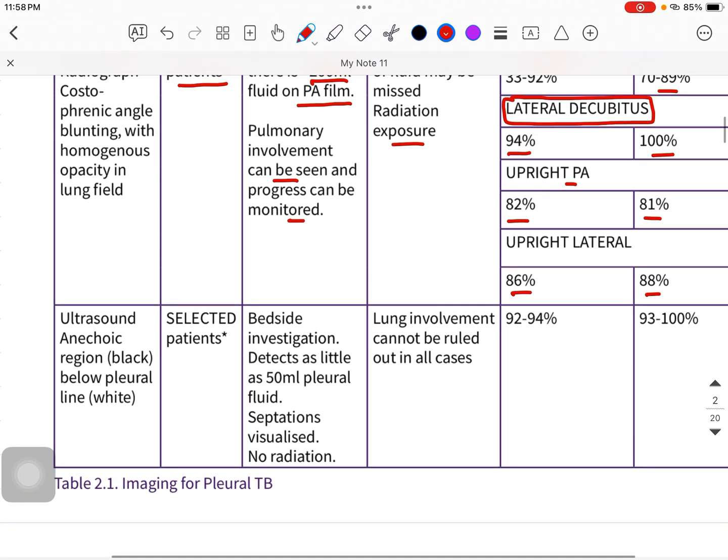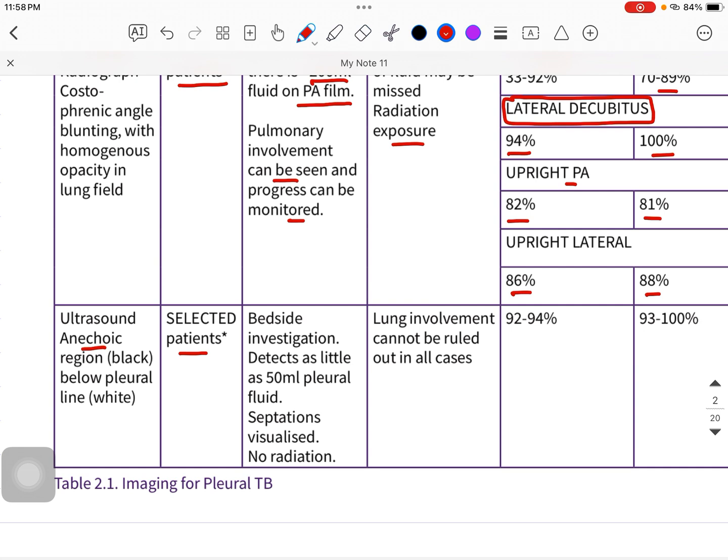After the chest X-ray, usually we do the ultrasound as well. Ultrasound is for selected patients, but chest X-ray is mandatory for all such patients. Ultrasound can be plus or minus. Whether you do the ultrasound or not depends on the facilities available. That is also an issue. In the ultrasound you will see an anechoic region. If it is black in color below the pleural line, that is called fluid basically. So in the ultrasound you will see the black color of the picture.